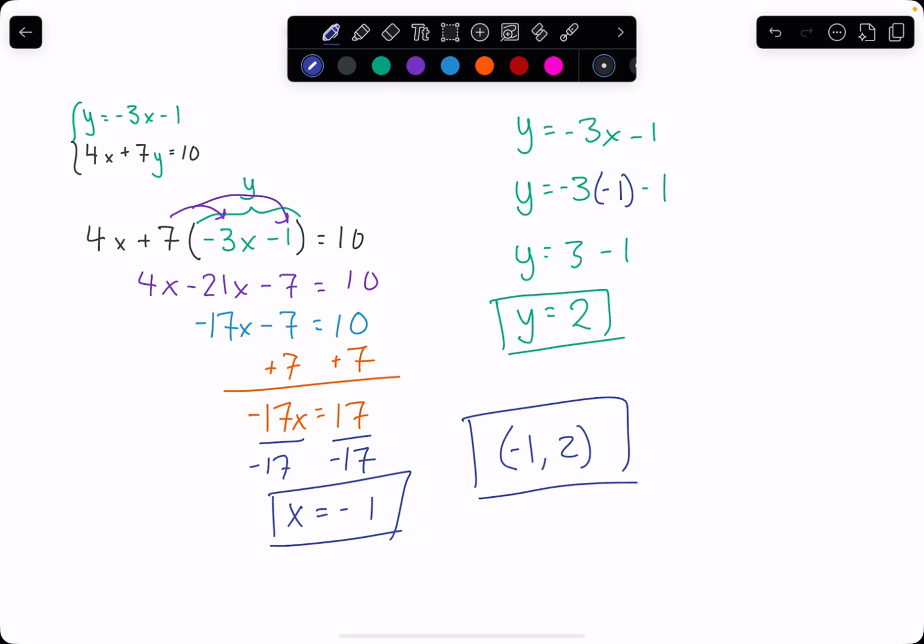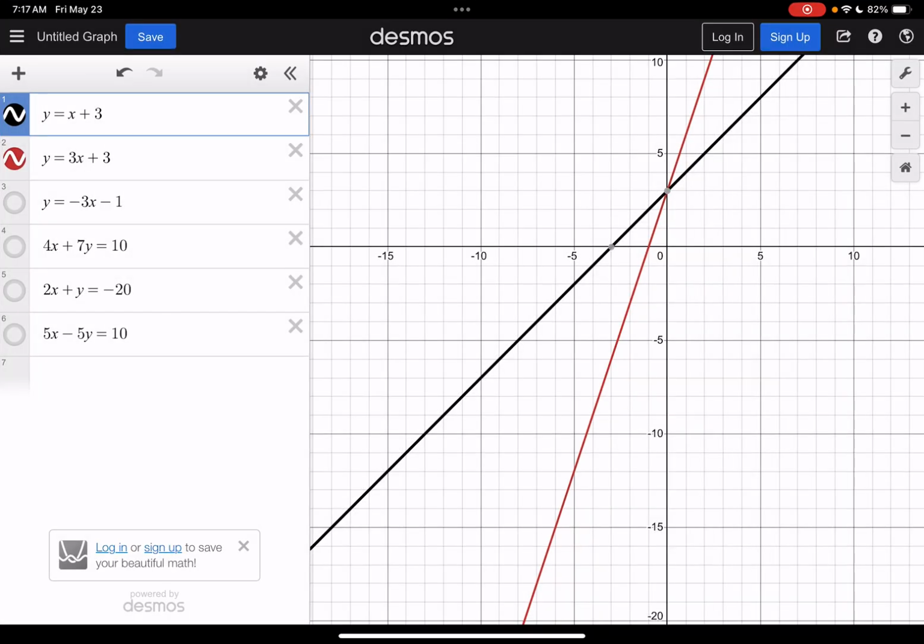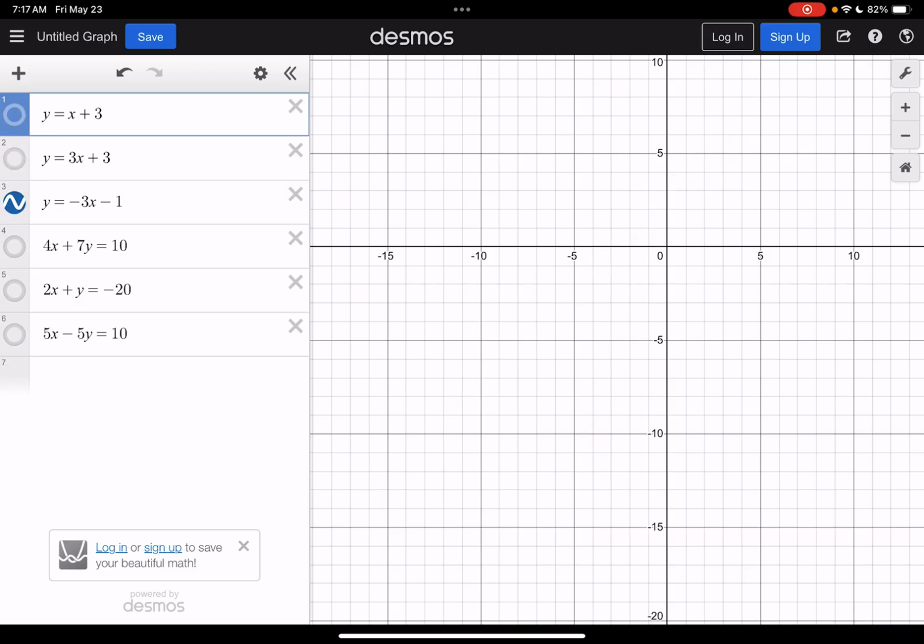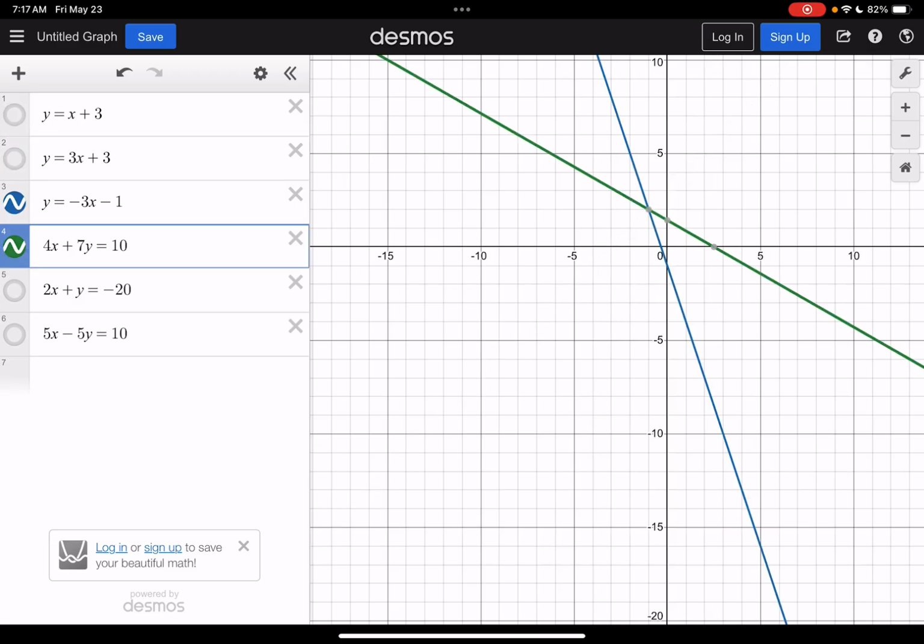And just a reminder, we could plug those back in, or we could come over here to Desmos, where I have those two equations graphed, and we can see that they do in fact intersect. Those two lines of the equations intersect at negative 1, 2. We're good, we got it right.